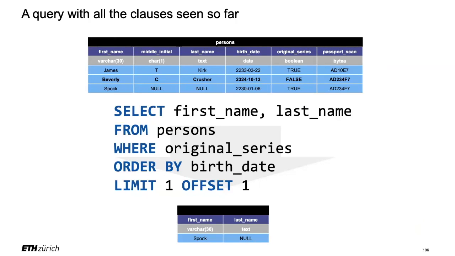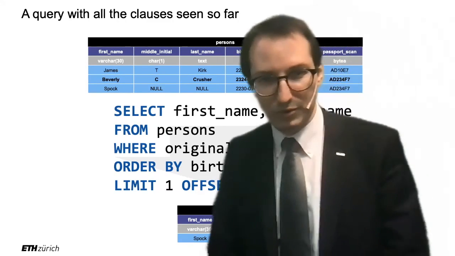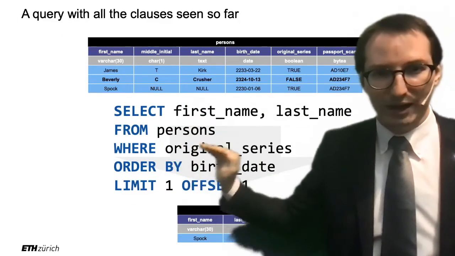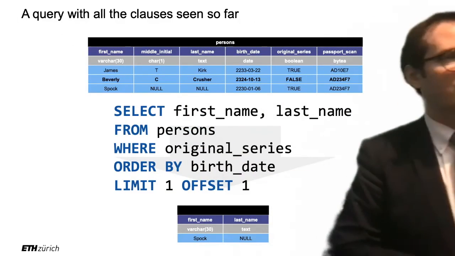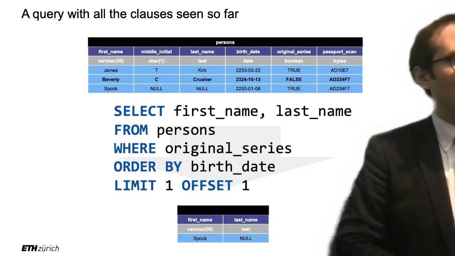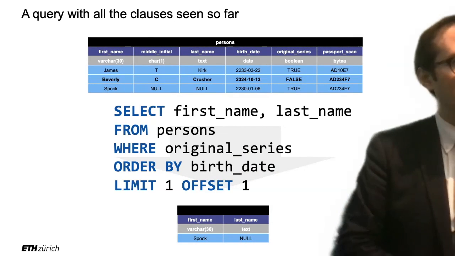Okay, awesome. Now this is a summary slide. I want to show you everything we've learned so far, all the clauses. It's actually easy because it always comes in that order: select, from, where, order by, limit, offset. That concludes today's lecture, and we'll add more clauses next week.